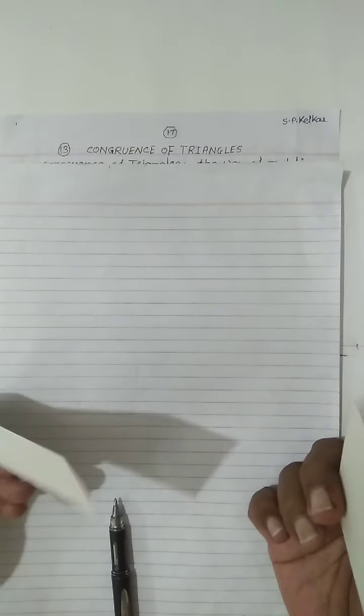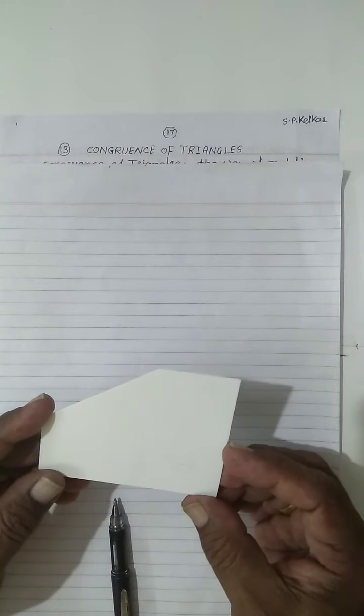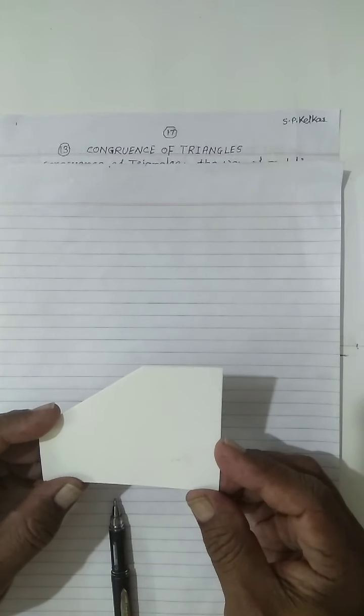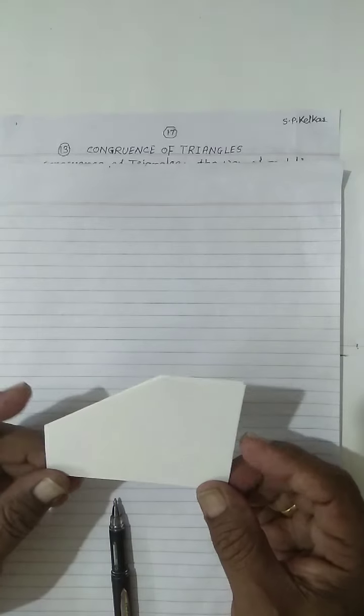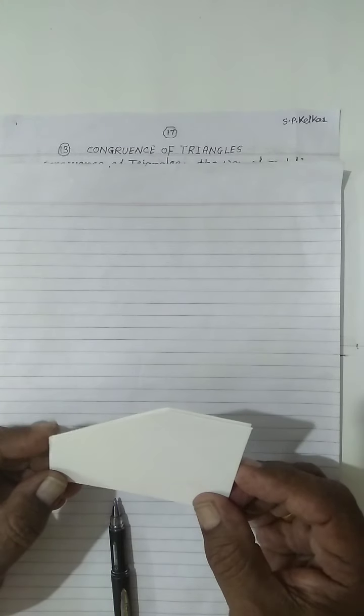Today we are going to start a new chapter, chapter number 13, Congruency of the triangle. Now, today we are going to see if we take two figures like this and put them in this way, the figures that exactly coincide with each other are called congruent figures.